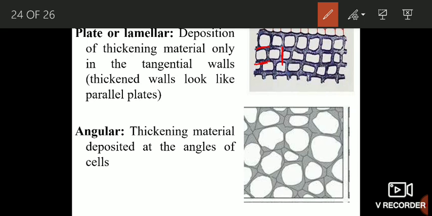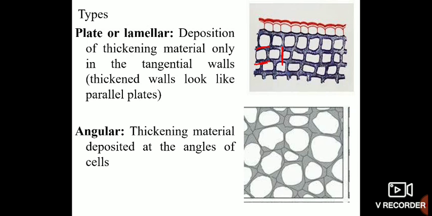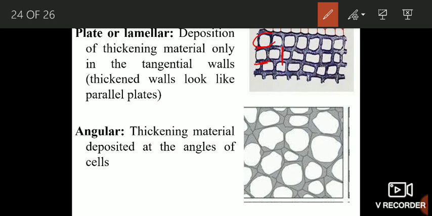I will repeat this one. The deposition of thickening material takes place on the inner and outer tangential walls of the cells, and because of this specific type of deposition, it looks like the cells are in the form of lamellae. They form layers or parallel plates. Here you can see this is one set of parallel plates, this is another set of parallel plates. These plates are parallel to each other.